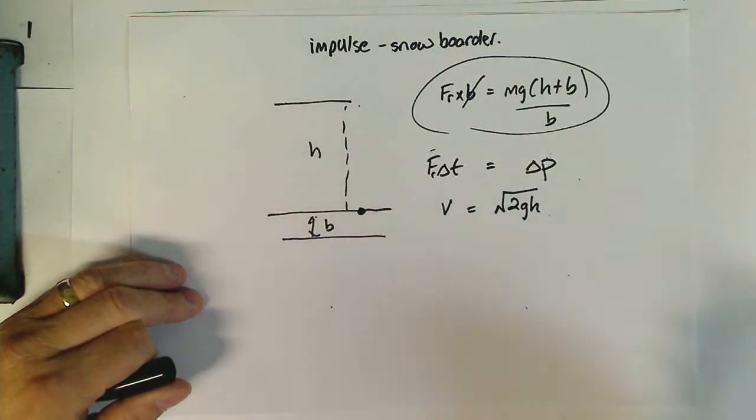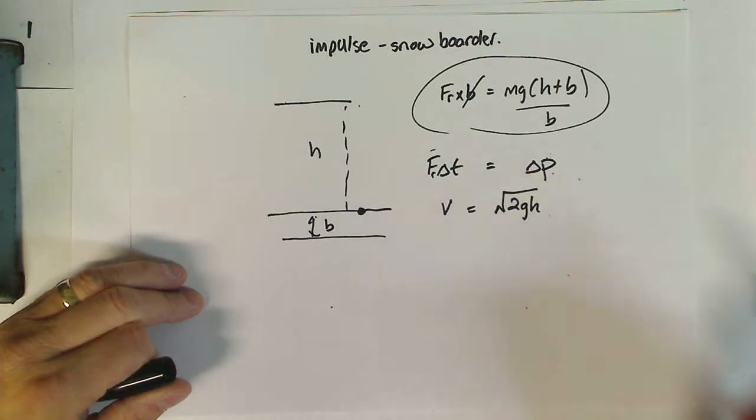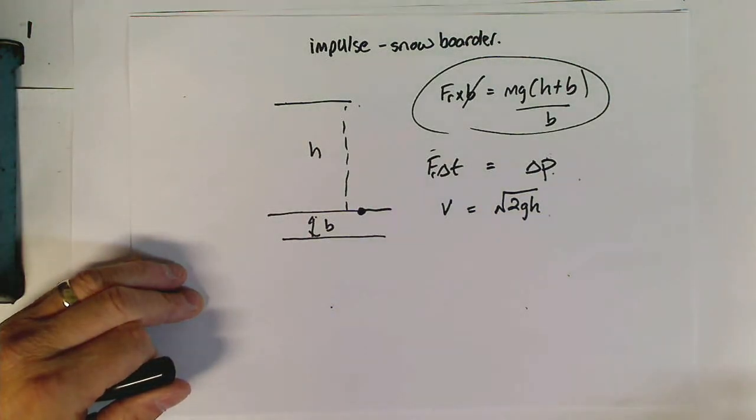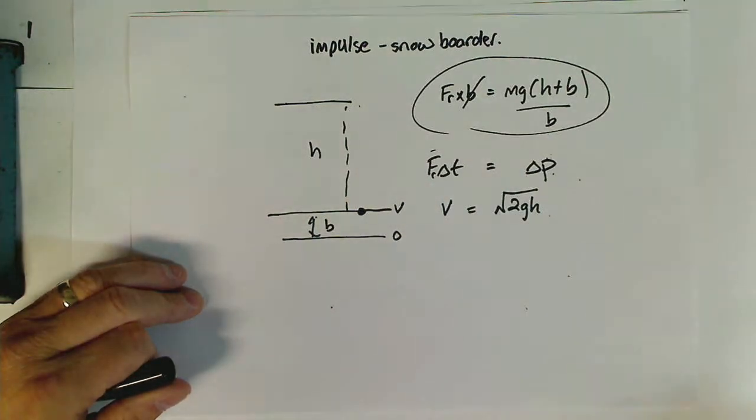Now the impulse equation says that the change in momentum is equal to the reaction force multiplied by the time it takes. So the velocity goes from v here down to 0 here. So that truly is the change in momentum.